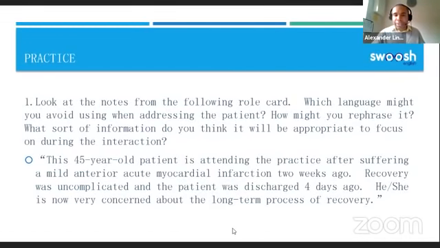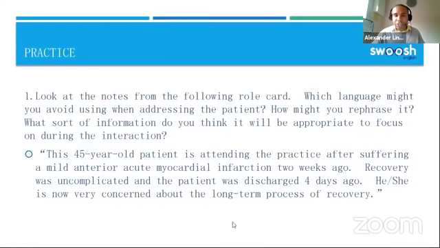Okay then, so let's have a look then at some of the suggestions here. So yeah, we've identified the medical jargon here, the anterior myocardial infarction. So definitely we'd want to avoid that. So what could we use instead of the myocardial infarction or the MI? What sort of terminology could we use that would be more familiar to the patient?